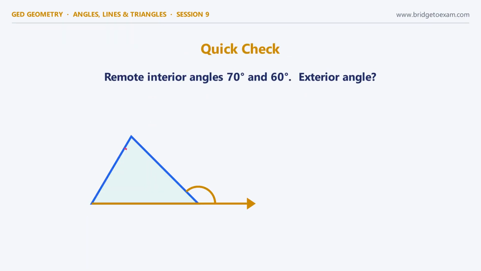Let's check your understanding. A triangle has remote interior angles of 70 degrees and 60 degrees. What is the exterior angle? Just add the two remote angles. 70 plus 60 is 130 degrees.